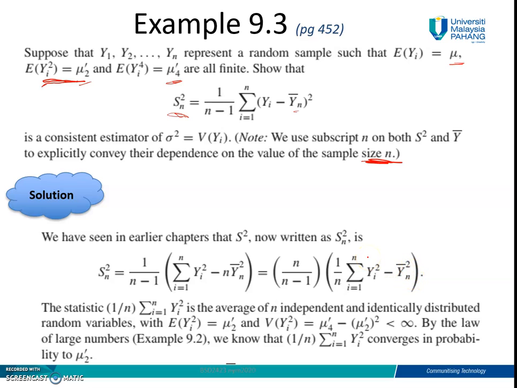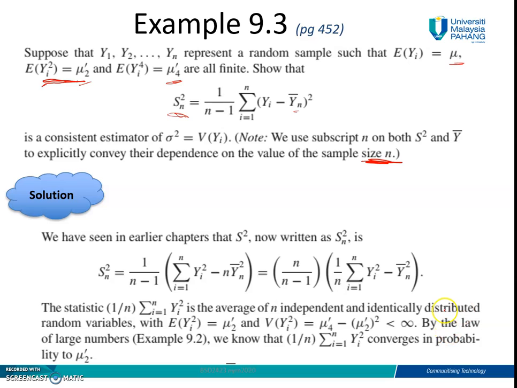So the statistic 1 over n times the summation of Yi squared, i from 1 until n, is the average of n independent identically distributed random variables. This is knowledge that you have learned before. Then you have the expected value of Yi squared equal to mu prime 2, and the variance of Yi squared will be mu prime 4 minus mu prime 2 to the power 2. You get all of this from the previous video or previous chapter.